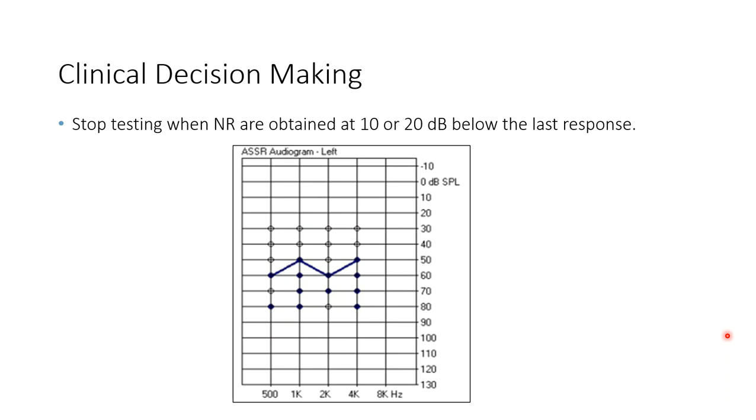In this example, it might have been best to stop testing when no responses are obtained at 10 or 20 dB below the last response. If you take a look here in the left ear, the lowest response was detected at 50 dB for a couple of frequencies, but 40 and 30 dB were also tested. You could have saved time by not testing at 30 dB, because we've already established that at 40 dB there was no response for any of the frequencies, so you wouldn't expect a response at 30 dB.